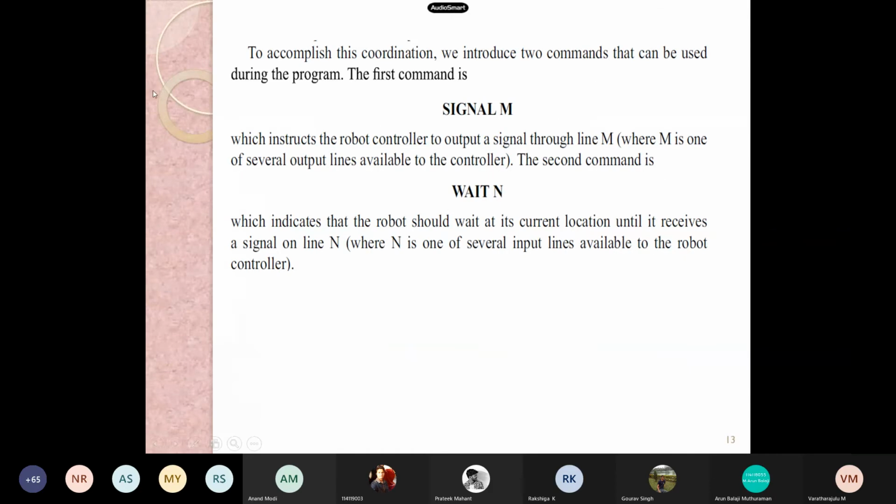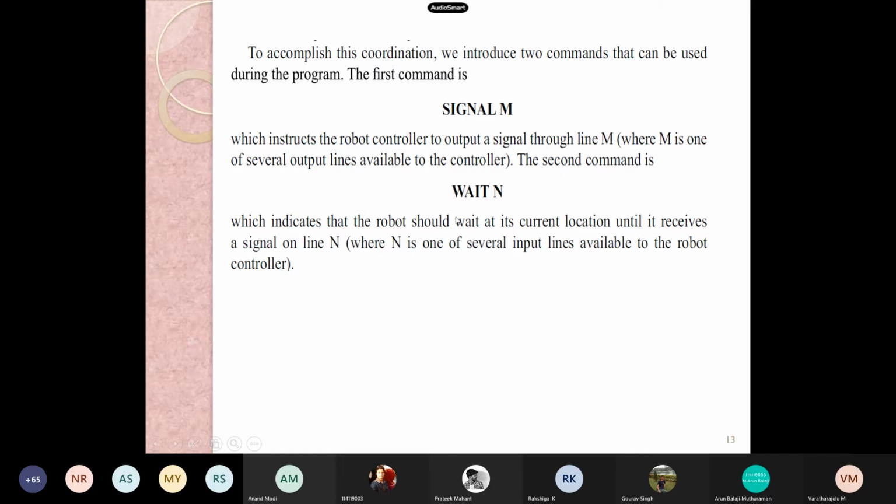And these are the things which we have disseminated. We will reference these with the signal M, where M is one of the several output lines available to the controller. We have various output lines in the controller, and in order to refer to one particular output line, we use numbers, usually 1 or 2 here in the program. I'll explain what 1-1 is.